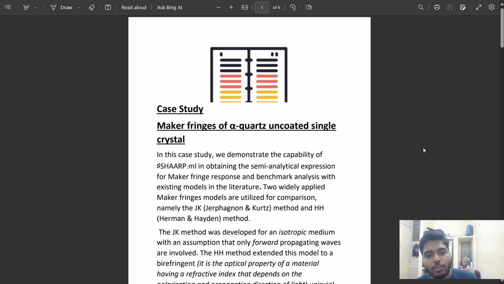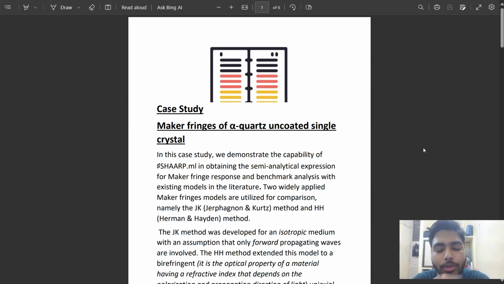Hello, sir. Myself, Soham Mandal. I'll be explaining one of the case studies, of Maker fringe patterns for alpha quartz. Here we are trying to show the capability of the Sharp.ml package, how it is capable of reproducing the SHG data from the analytical models available in the literature.